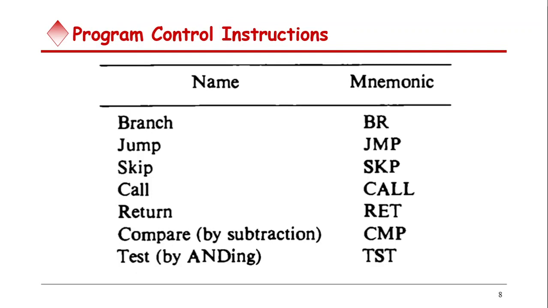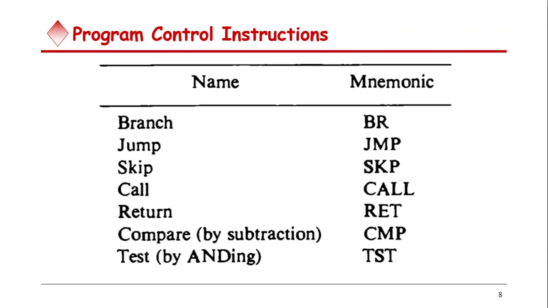Now, the program control instruction. Instructions are always stored in successive memory locations. So, when they are processed in the CPU, the instructions are fetched from consecutive memory locations and executed. Each time an instruction is fetched from memory, the program counter is incremented so that it contains the address of the next instruction in sequence.